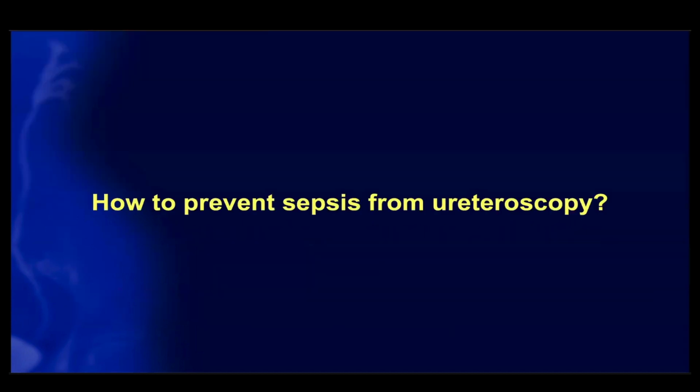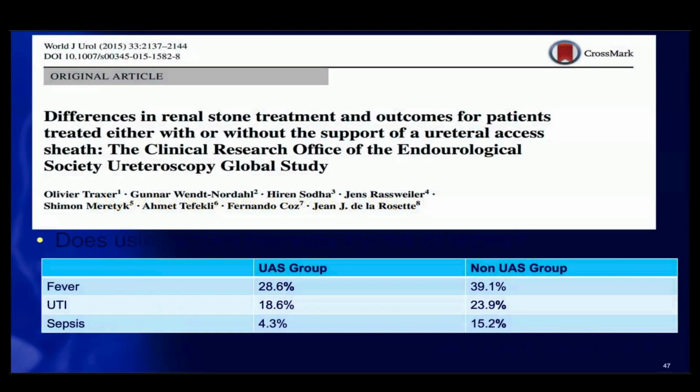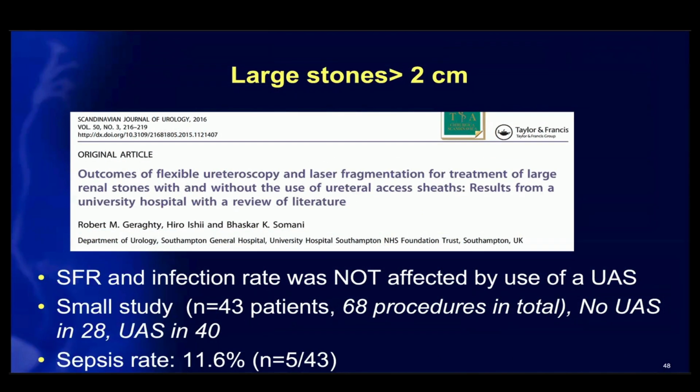So how do we prevent sepsis from ureteroscopy? You heard about our mortality, you heard about our sepsis rate. The Clinical Research Office of the Endourological Society, or the CROES study, again found very similar rates of sepsis to what we did in our study, at 4.3% if you use an access sheath. But if you don't use an access sheath, it actually goes up to about 15.2%. So certainly this probably plays to intrarenal pressure, flushing out the fluid so that you don't just keep putting in the same infected fluid, but using a ureteral access sheath will be very helpful.